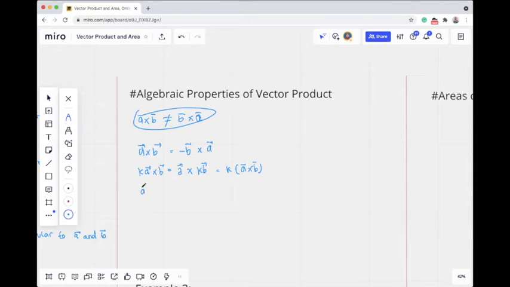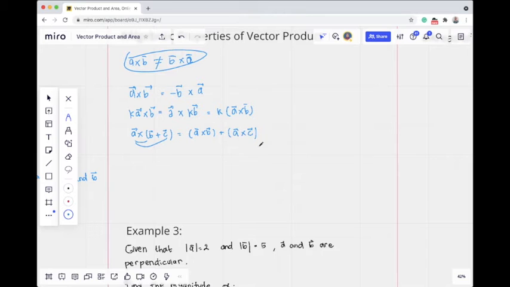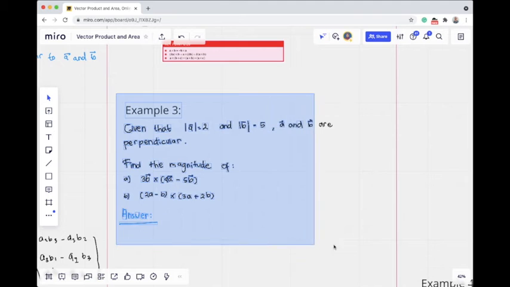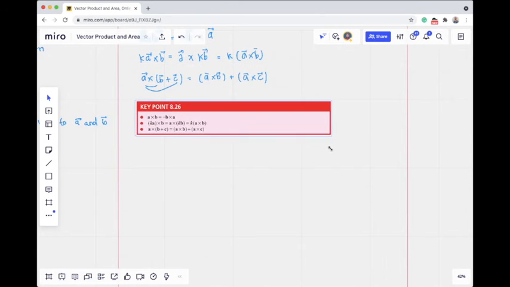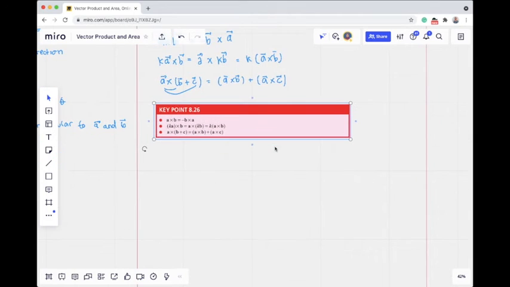And if you have vector A cross the vector B plus C, it's similar to opening the bracket: vector A cross B plus vector A cross vector C. You can find this rule in the book.